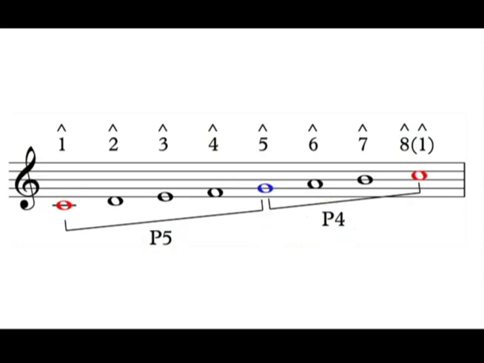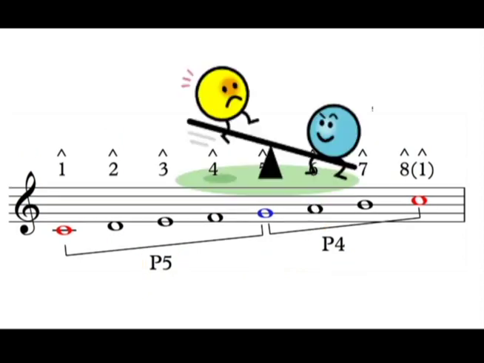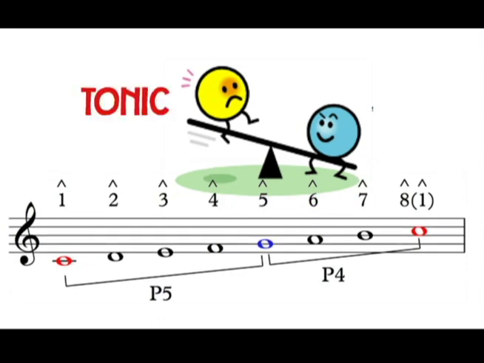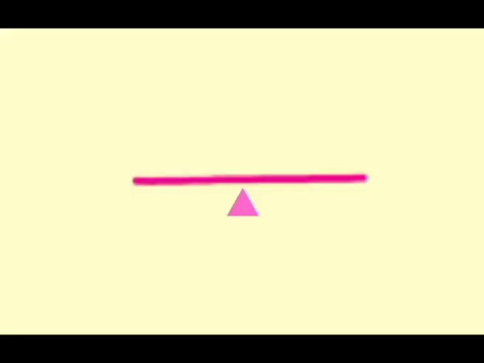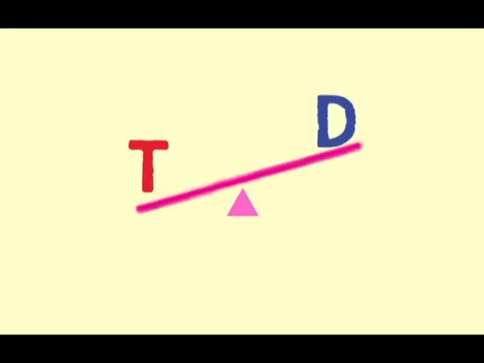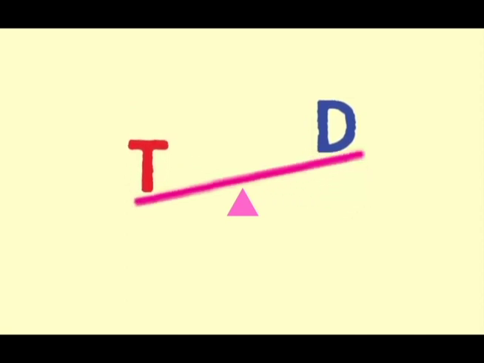So there's a feeling of lopsidedness, almost as if it's a teeter-totter with the tonic on one end and the dominant on the other. As tonal music progresses, these harmonic relationships toggle back and forth between tonic and dominant, almost like a pendulum. The first work I want to look at today is a composition by the composer Beethoven.